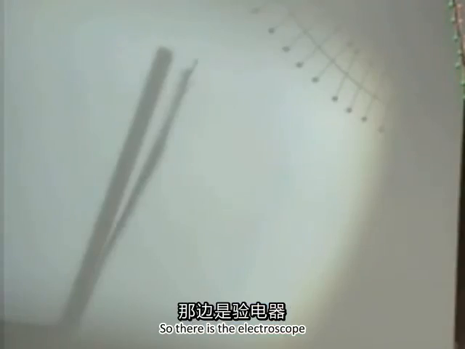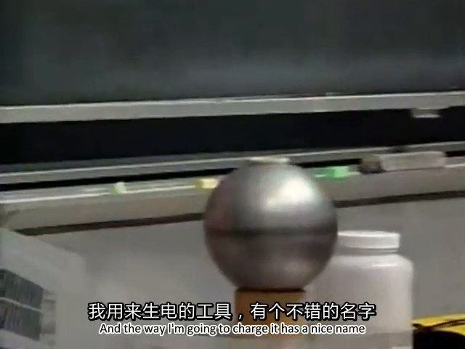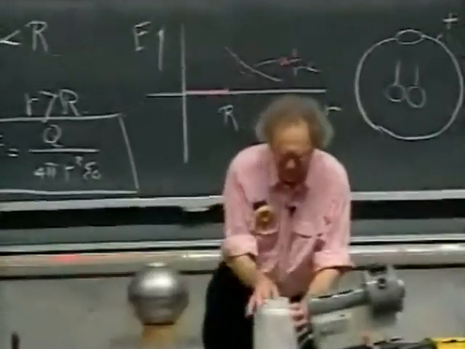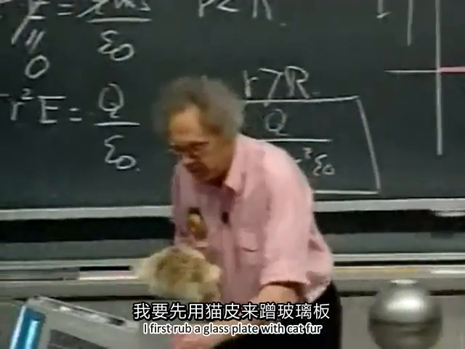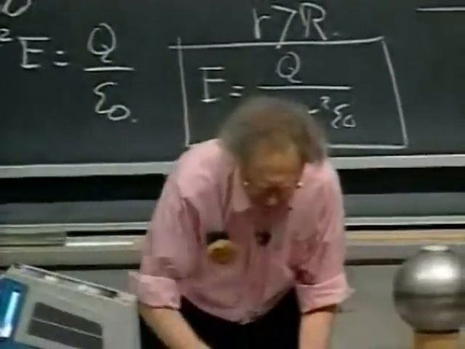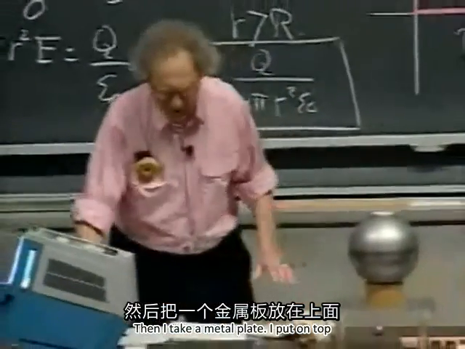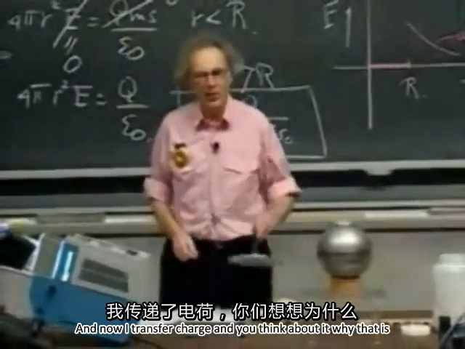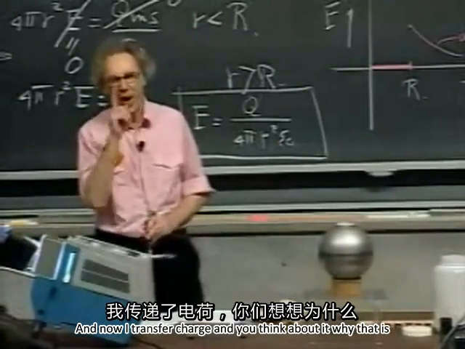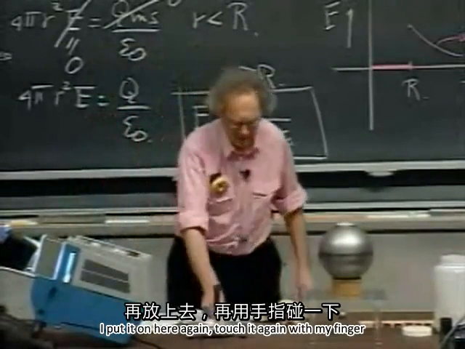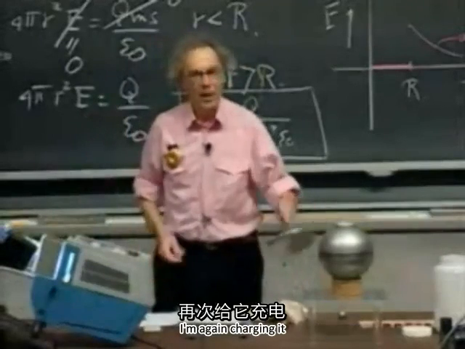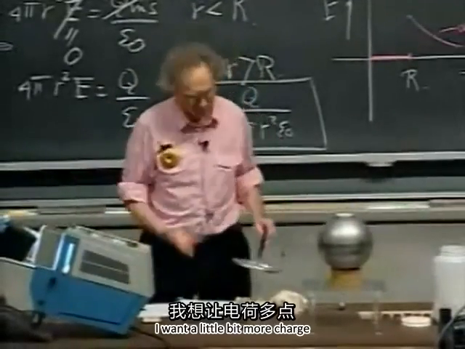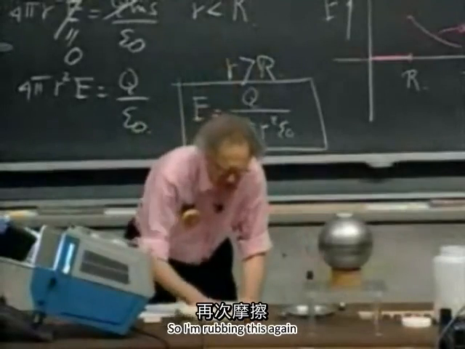So there's the electroscope. Here's the sphere. And the way I'm going to charge it has a nice name. It's called electrophorus. Hard to pronounce. I first rub a glass plate with cat fur. Then I take a metal plate, I put on top, and I touch it with my finger. And now I transfer charge. And you think about it, why that is. I put it on here again, touch it again with my finger. I'm again charging it. Put it on top, touch it again with my finger. I want a little bit more charge, so I'm rubbing this again.